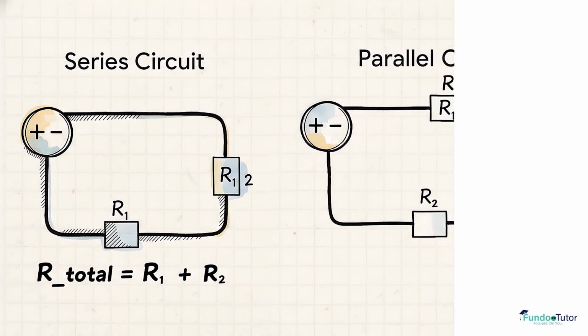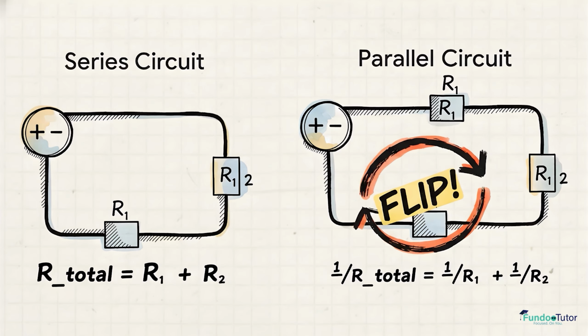So what happens when you have more than one resistor? Well, the rules are simple but different. For resistors in series, one after the other, you just add them up. Easy. But for resistors in parallel branches, you have to use that inverse formula.